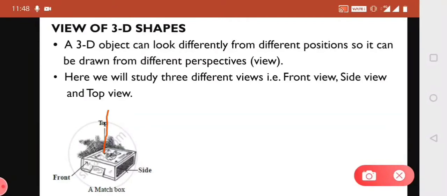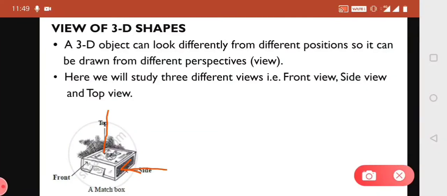So when we look from up, that is top view, we can only see the rectangular face with something printed on it or painted on it. That is your top view. Then when we look at the matchbox from the side part, any one side you can take, either right hand side or left hand side, that is given as side view. So when we look at it, we can see only that part which we are using to light the matchstick.